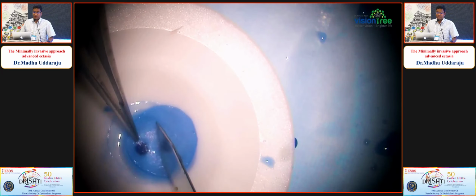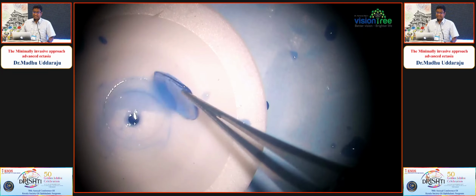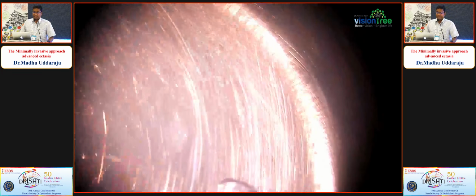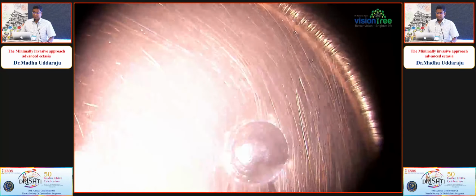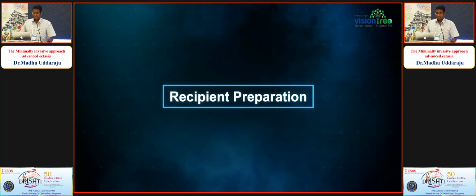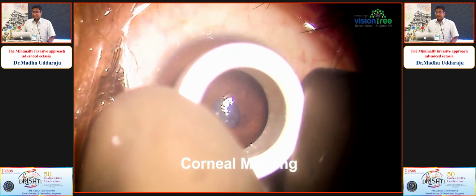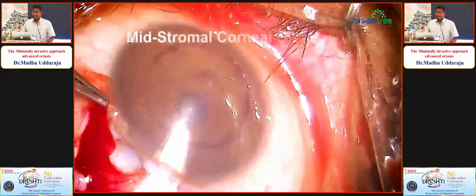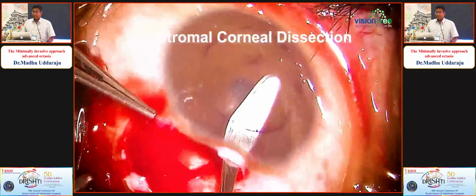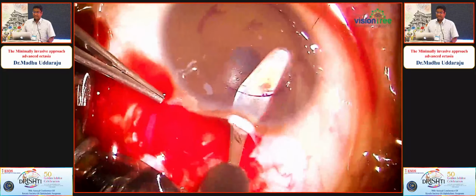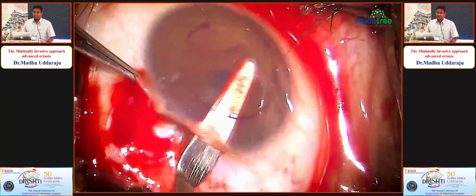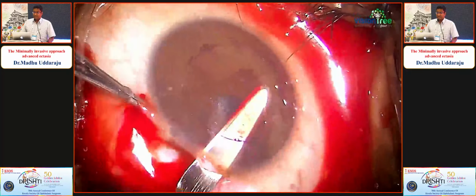And you can smoothen out the stromal surface either with a diamond burr or a number 15 blade and make the surface smooth so that you don't have any interface issues. Now coming to the recipient preparation, you mark the central marking of 8 mm so that you can put the donor into that area. First, with the regular crescent blade you can go.